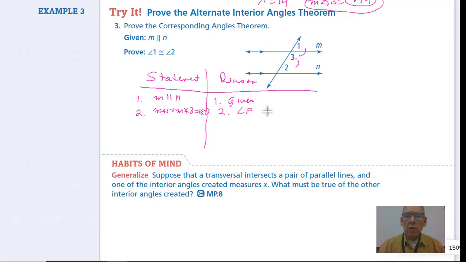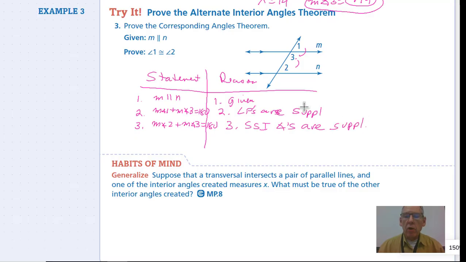Linear pairs are supplementary. And let's see, what else do we have here? 1 and 3 are supplementary. 3 and 2 are supplementary because those are same side interior angles. So measure angle 2 plus measure angle 3 equals 180. And the reason for that would be same side interior angles are supplementary.